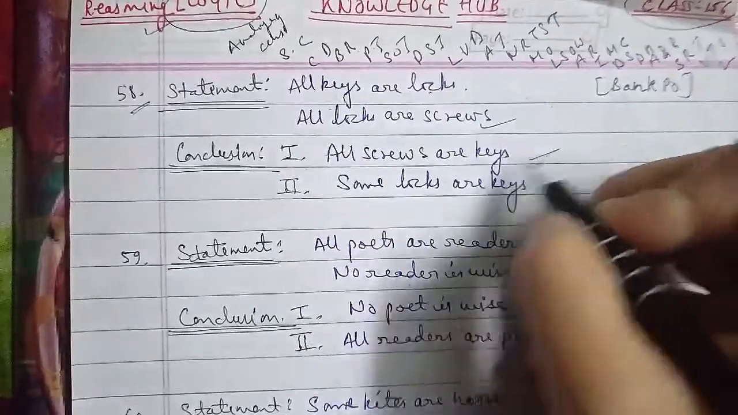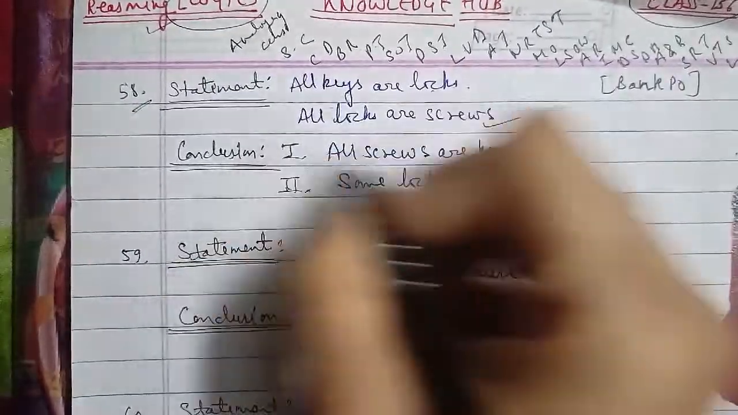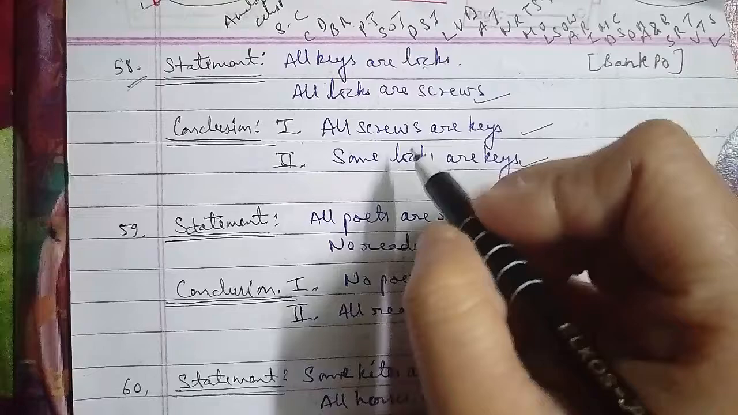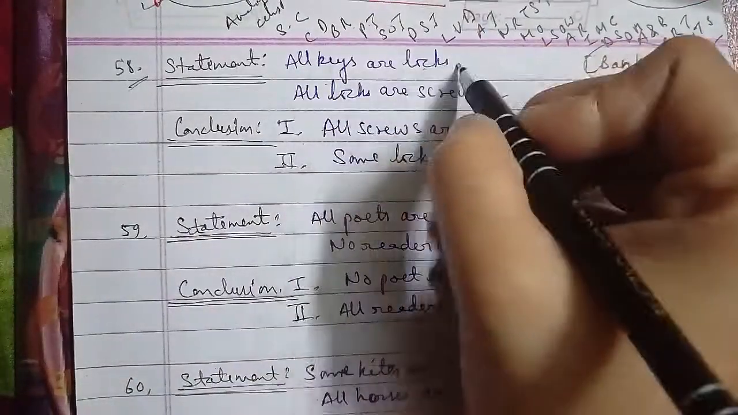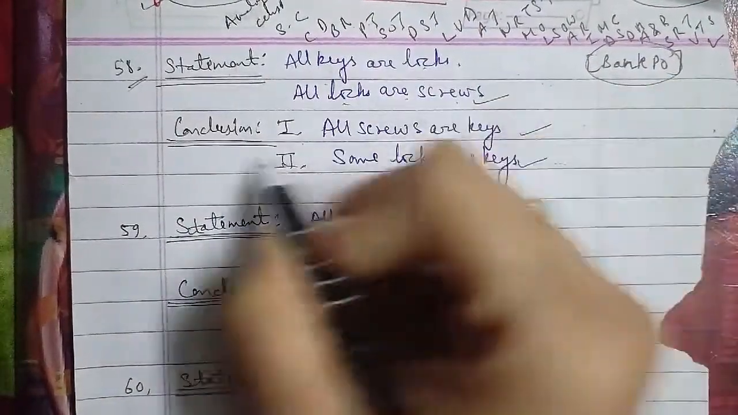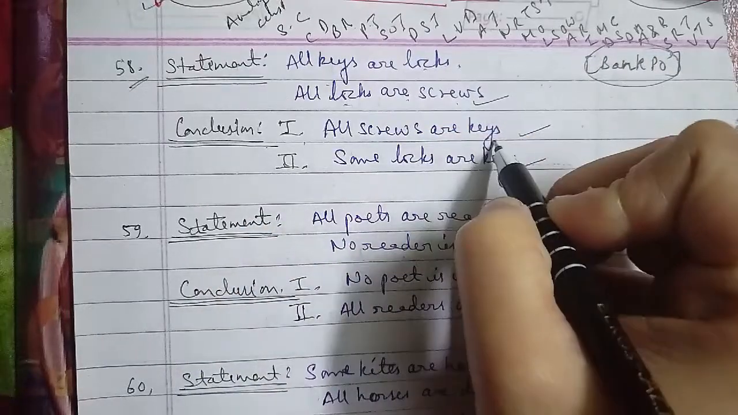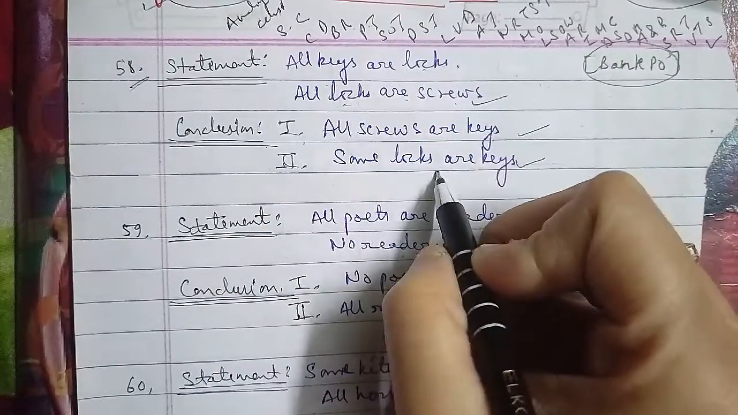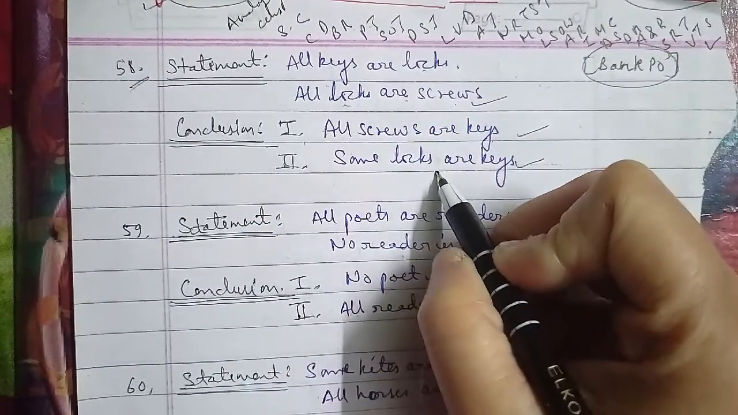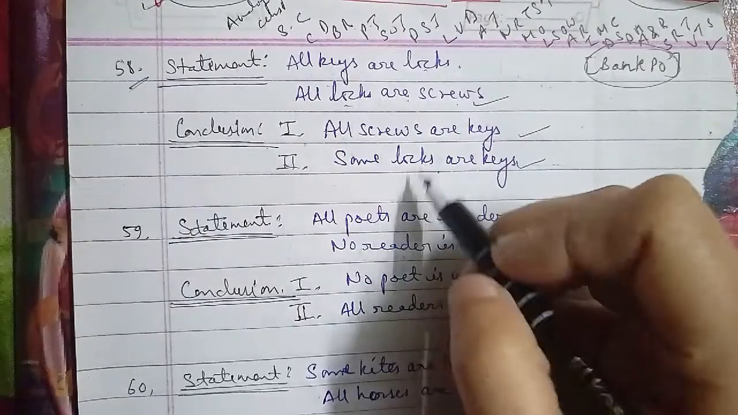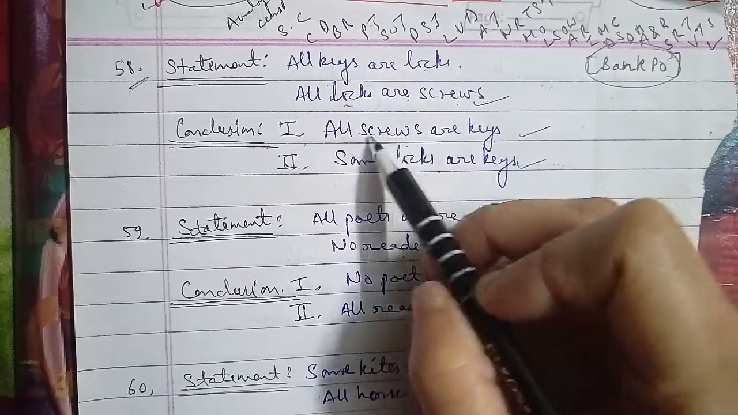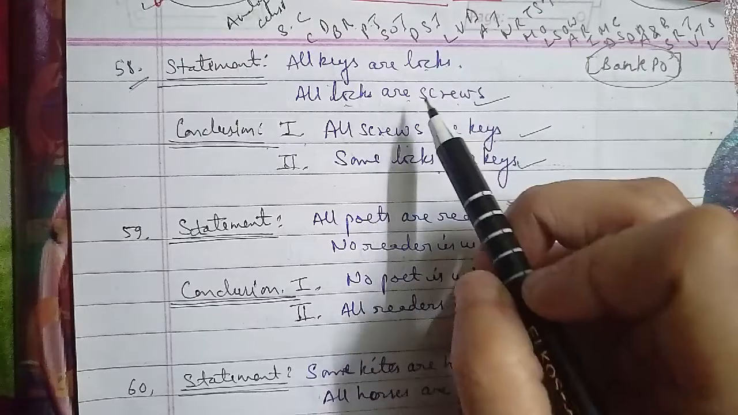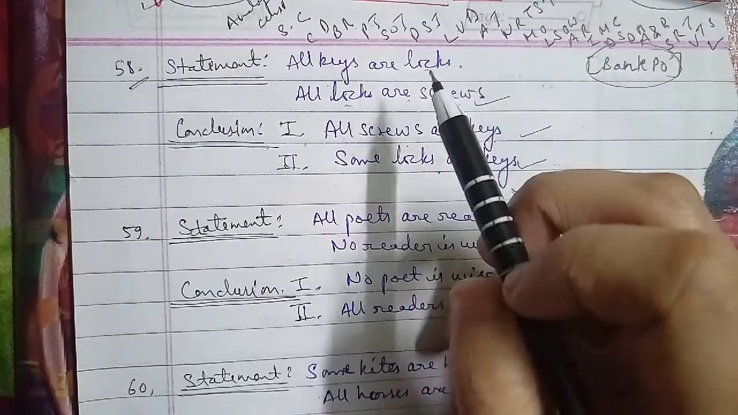This has been asked in the bank PO question paper. The statement is all keys are locks and all locks are screws. Conclusion one is all screws are keys, and the second conclusion is some locks are keys. The term screws is distributed in conclusion one without being distributed in any of the premises. The first cannot follow, and the second cannot follow as it contains the middle term. So we go with option D, and option D will be the right answer for this question.